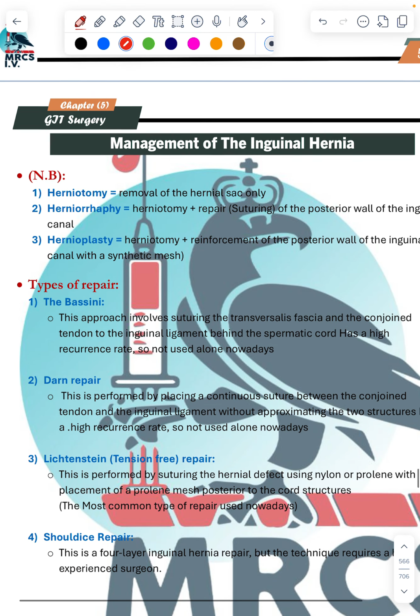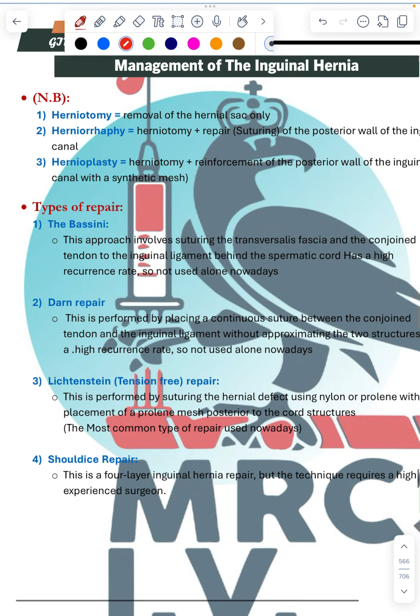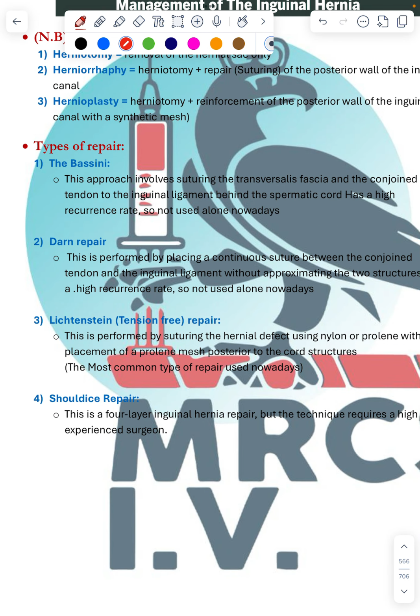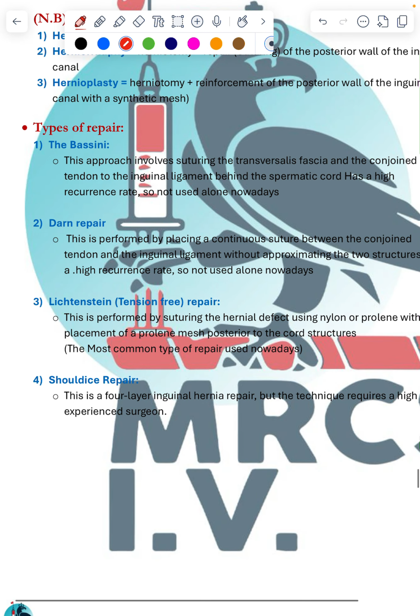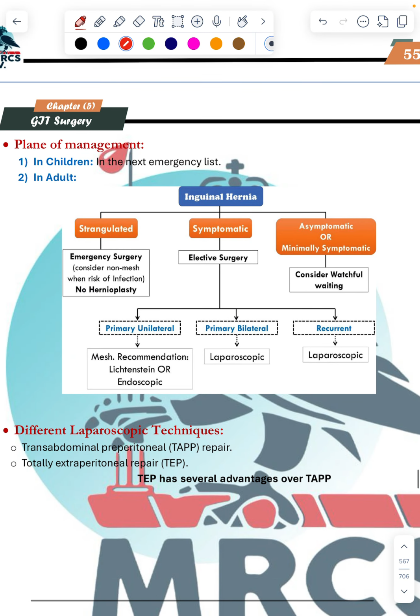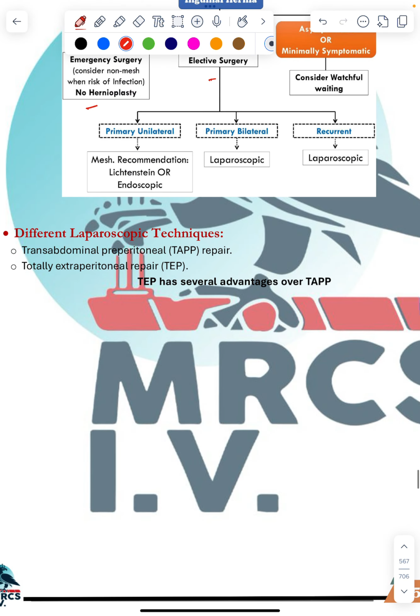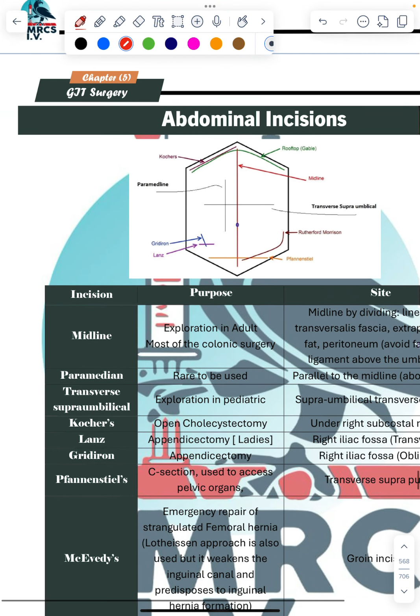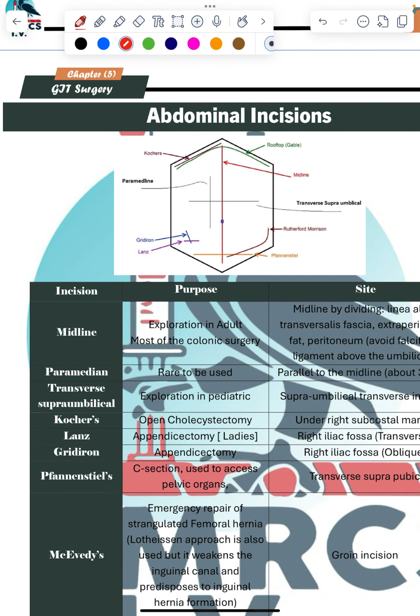Inguinal hernia: herniotomy is removal of the hernia sac, herniorrhaphy is repair of the hernia, and hernioplasty is repair with mesh. What is Lichtenstein repair? If the inguinal hernia is strangulated, you have to go for emergency surgery and may require resection; symptomatic cases are elective. Different types of laparoscopy: TAP, and total extraperitoneal, TEP, is extraperitoneal, while TAPP goes through the peritoneum, and it is always above the peritoneum.